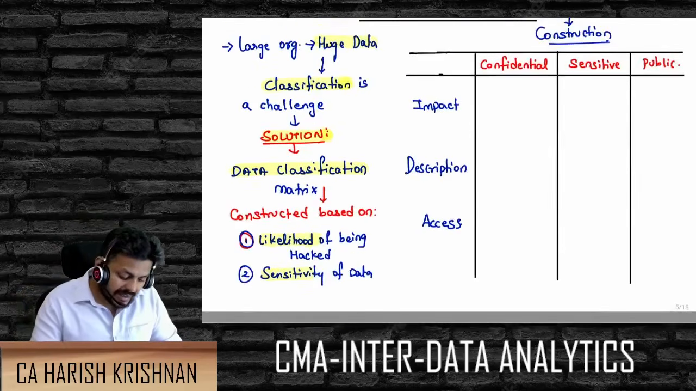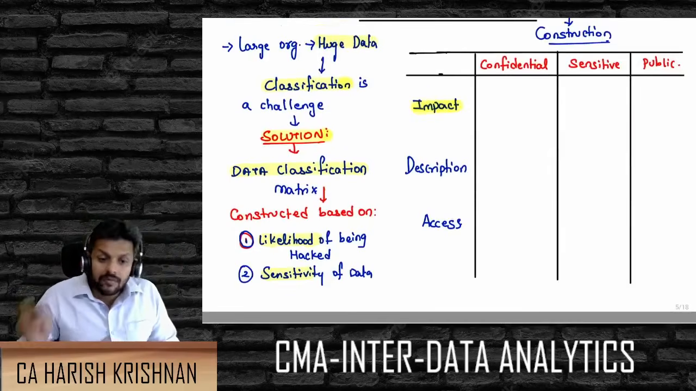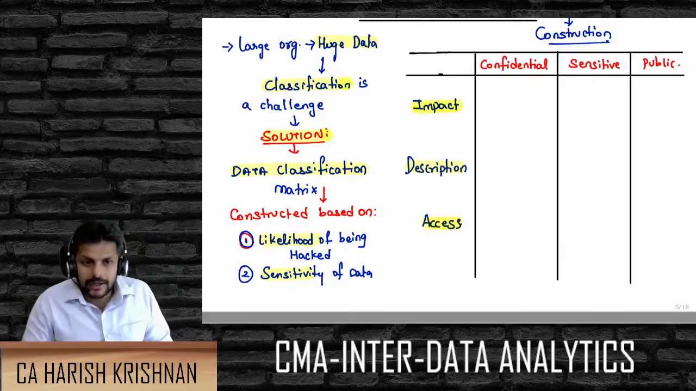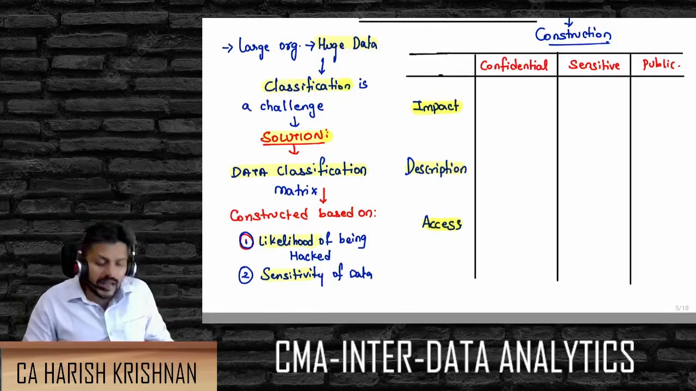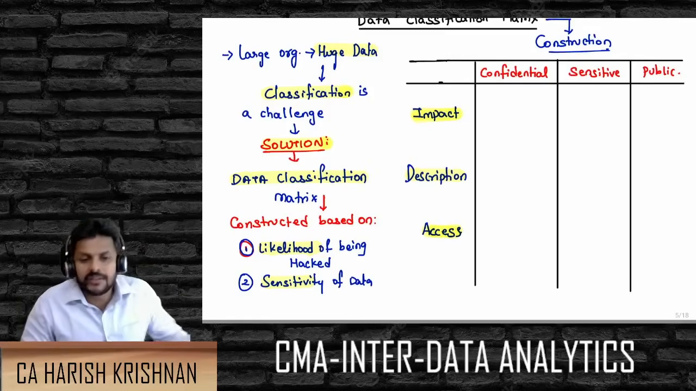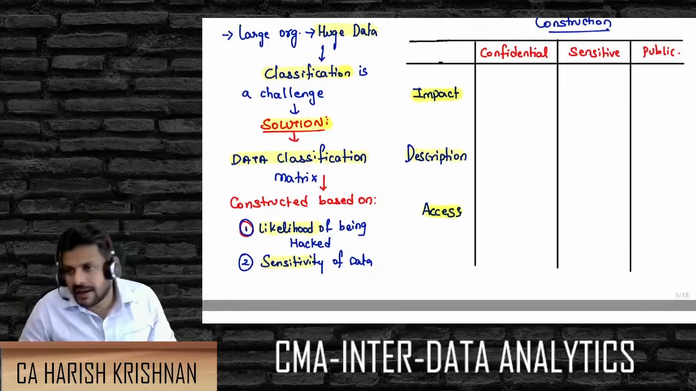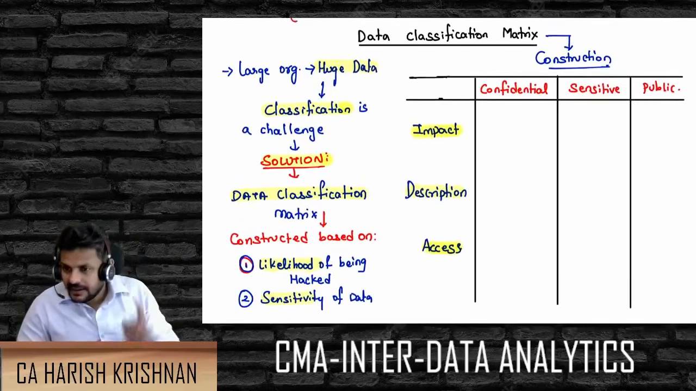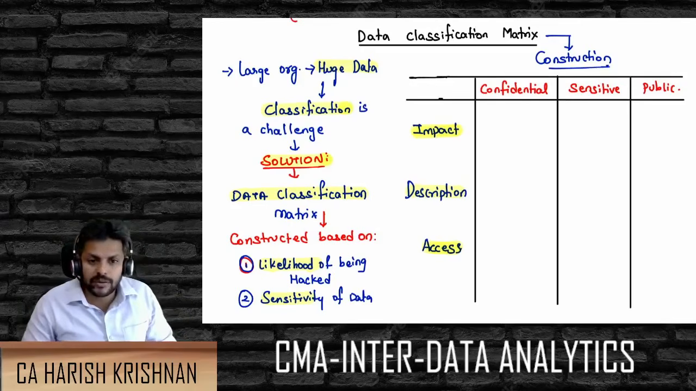The three factors are: what is the impact if you lose the data, what is the description of the data, and who has access to the data, right? Large organizations have huge data. Classification is always a challenge. Therefore, use this type of data classification matrix, which is a very easy alternative to understand, and it is constructed based on two principles. You know what those two principles are?